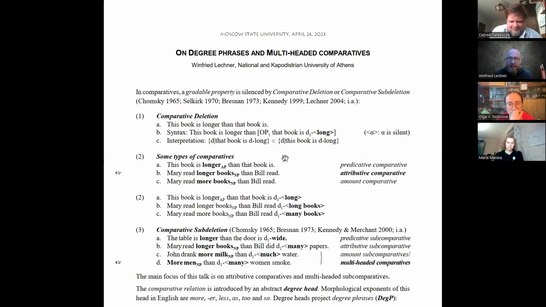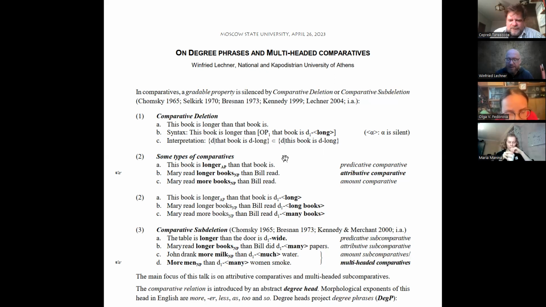And that allows you, on the assumption of some details and parts that will be spelled out a little bit later, to get to the right interpretation, roughly like in 1c. So the set of degrees such that the book is d long is a proper subset of the set of degrees that this book is d long.